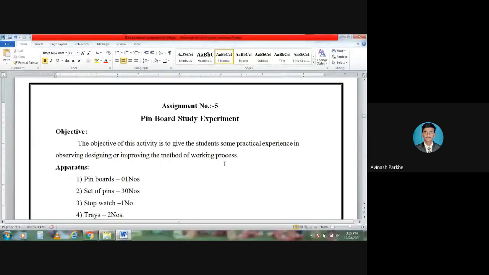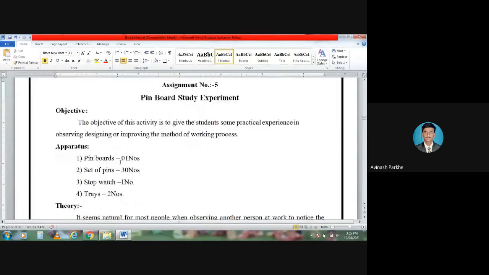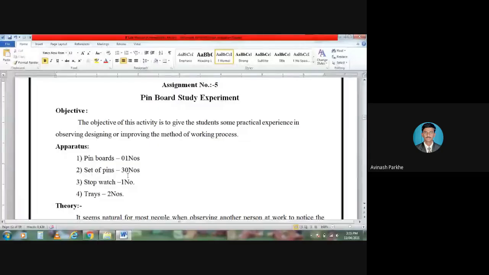So which apparatus am I using? I am using the pinboard. Their quantity is also represented. One pinboard I am using. A set of pins, 30 pins I am using. One stopwatch I am using for the time measurement. Two trays I am using in order to keep the pins in those trays. Okay. So what experiments do we have to perform?